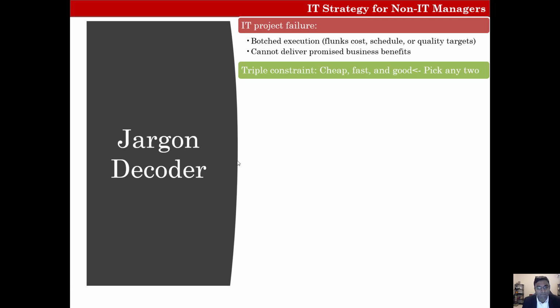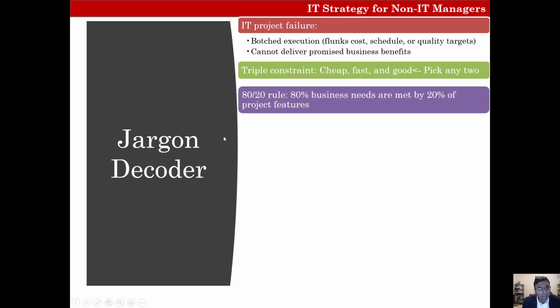So we have 3 criteria for any project: cheap, fast, and good. And you need to pick any 2. You cannot get all 3. You can have projects which are cheap and fast, cheap and good, fast and good, but it's impossible to get all 3. The Pareto optimal rule, the 80-20 rule, still applies here. 80% of business needs are met by 20% of the project features.